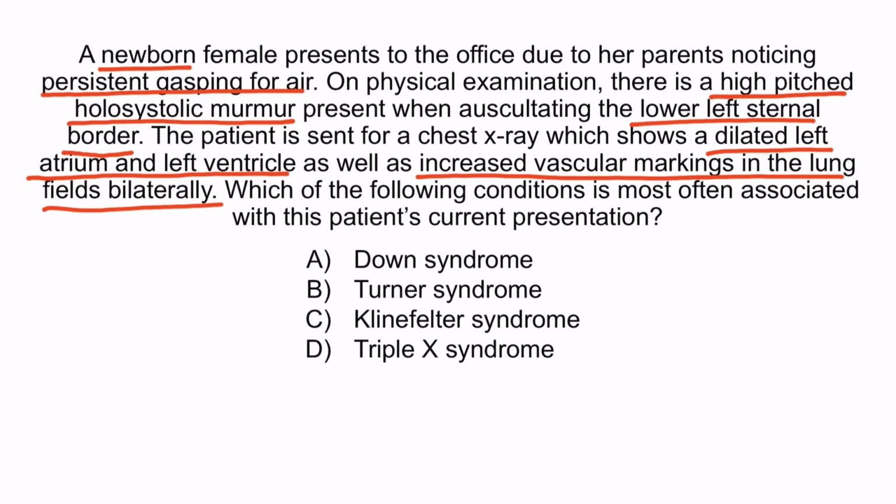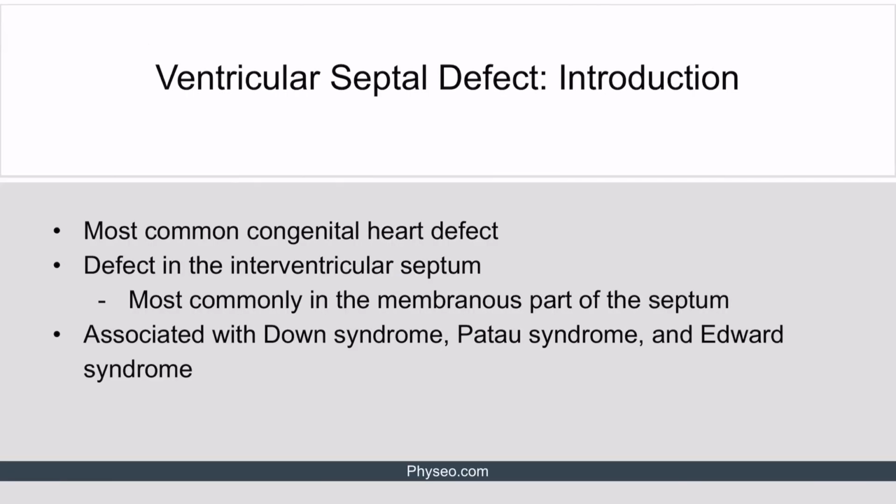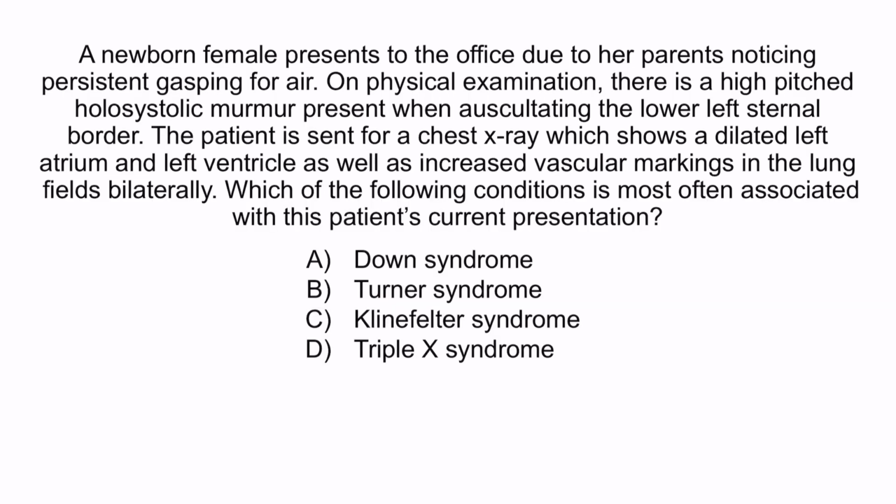VSDs are most commonly associated with trisomy 13, 18, and 21, also known as Patau syndrome, Edwards syndrome, and Down syndrome respectively. Therefore, answer choice A is the correct answer. Here is a slide reminding us of VSD. Let's discuss other answer choices.